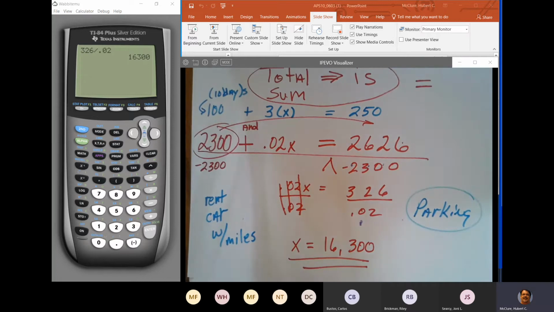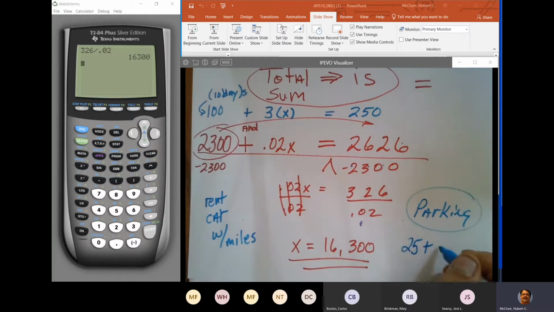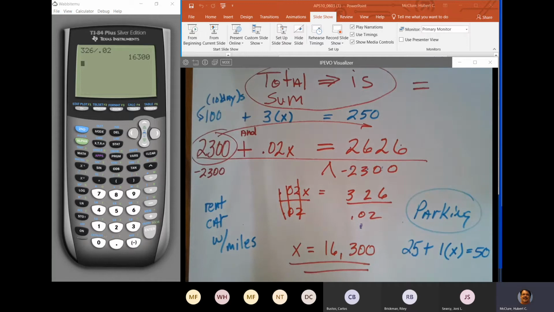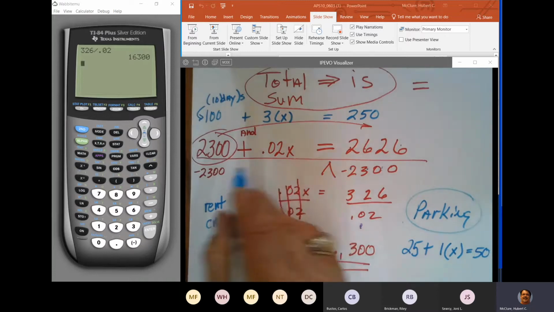John paid for 1 day of parking, which is $25. And for each day after 5 days, he has to pay $1 a day. Okay, that would be 25 plus $1 a day. And at the end, he spent $50. Okay, that type of problem you will do with this setup.